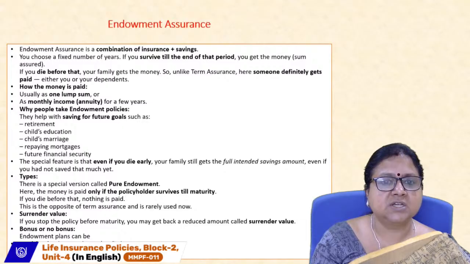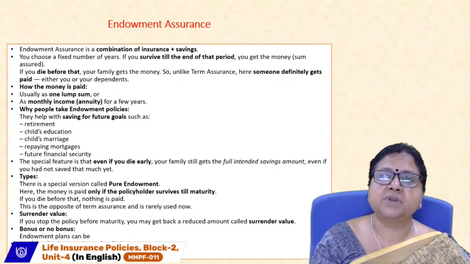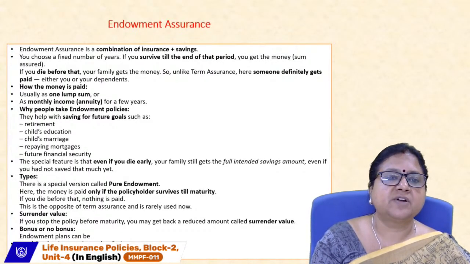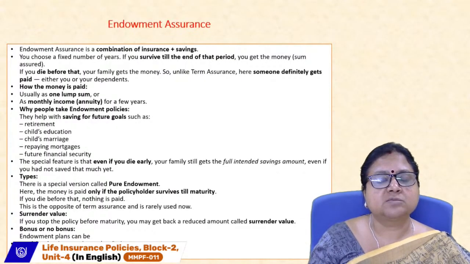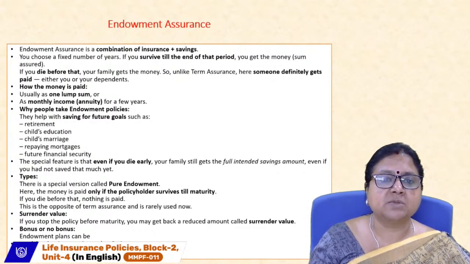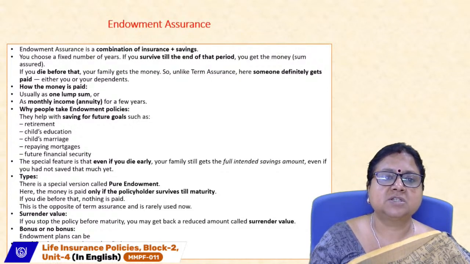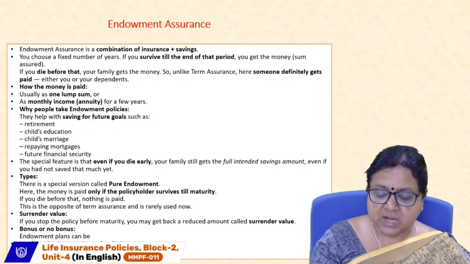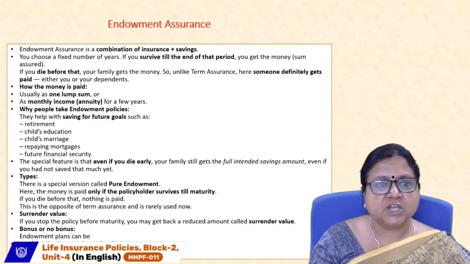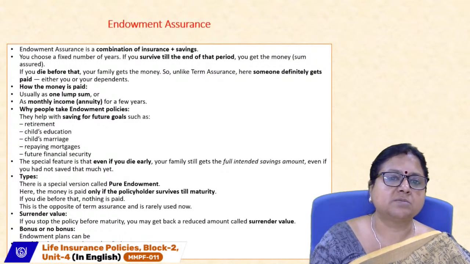So when you turn 60, and you still survive at the end of that period, you get an amount which is the sum assured. Suppose you are going on paying a premium of, let us say, 2,500 every month till you become the age of 60. It has been mentioned that till the age of 60, you will pay this much premium every month, and your sum assured will be, let us assume, 10 lakhs or 15 lakhs. So after the attainment of 60 years, you are definitely going to get the sum assured, that 10 or 15 lakhs.